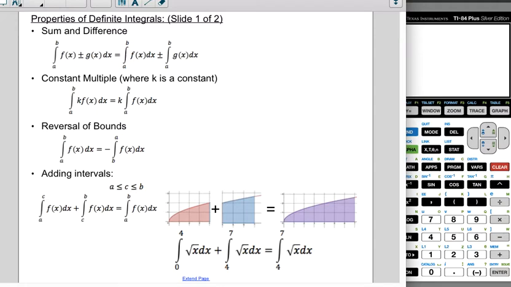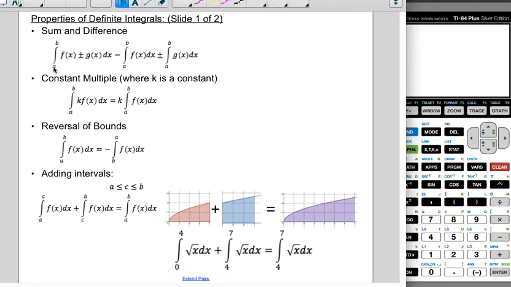So a definite integral is an integral that has bounds A and B. It doesn't have to be A and B, but in this particular instance, they're going to be A and B. So the first property, a sum or difference. So let's say you're integrating two functions inside a definite integral. You could split them apart if they are a sum or difference. You can split them apart into a sum or difference of two integrals.